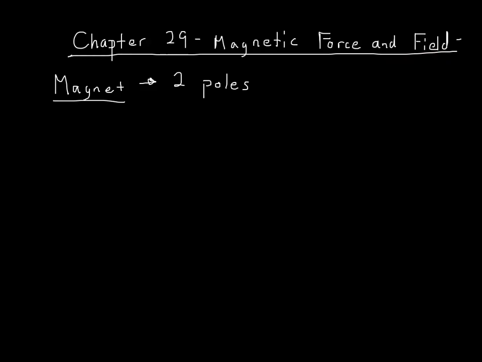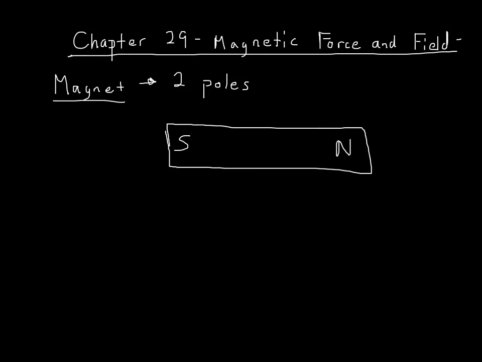We've seen magnets before, and one of the most popular types of magnets that you'll see out and about is something called a bar magnet. It looks like a bar, and it has two ends. It has a north pole and a south pole. And every magnet actually has these two poles, no matter what.